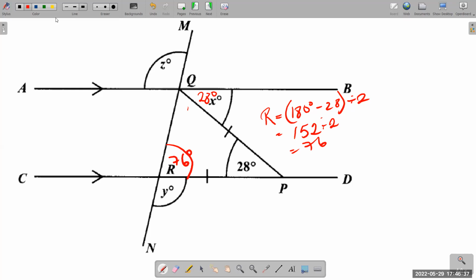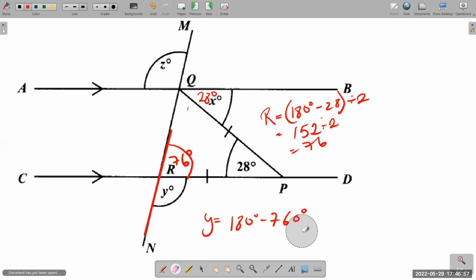Why is it 180 minus it? Anybody seeing the supplementary angles? Angles on a straight line? These two angles aren't on a straight line. So Y is equal to 180 minus 76. You have to see these things, okay?